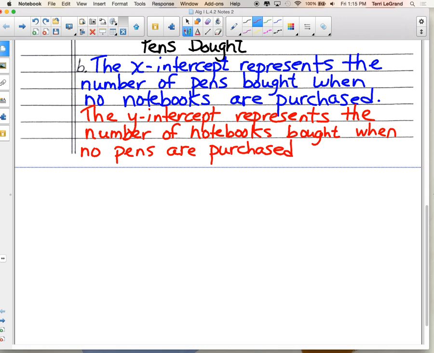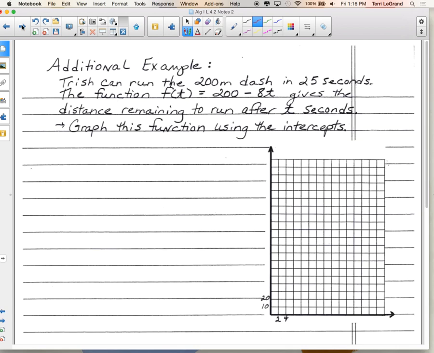So, in other words, you can either spend all your money on pens and get 30 of them, or you can spend all your money on notebooks and get 20 of them, or there are some combinations in between where you can get some of each. Questions? Again, we would not say the y-intercept represents the number of notebooks. That's what y represents, not the y-intercept. There's a difference.